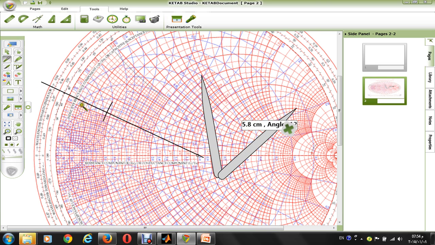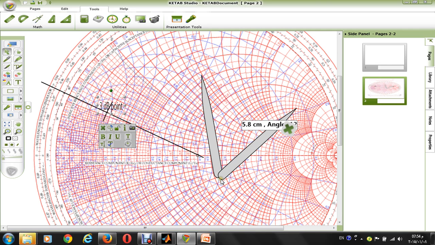I take the pen again. This point, the intersection of these two lines, is the point with the maximum gain. So I can write here, say, 3 dB point. Smaller, smaller. Okay, done. This is the 3 dB point.